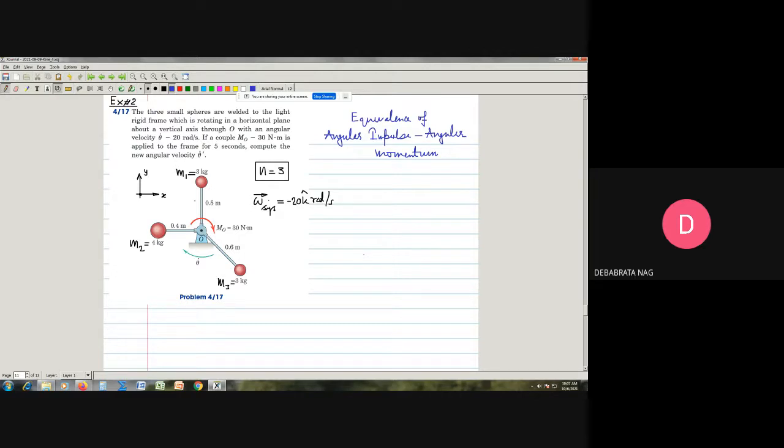Note that the whole thing is to be applied about the z axis. So the self weights of these systems are not contributing anything into our equation, and all the bearing reactions here, if we take the free body diagram of the system, obviously the bearing reactions will come. But since all these bearing reactions will be intersecting the z-axis, they also will not contribute anything into our angular impulse momentum equation if we take all of them about the z-axis.